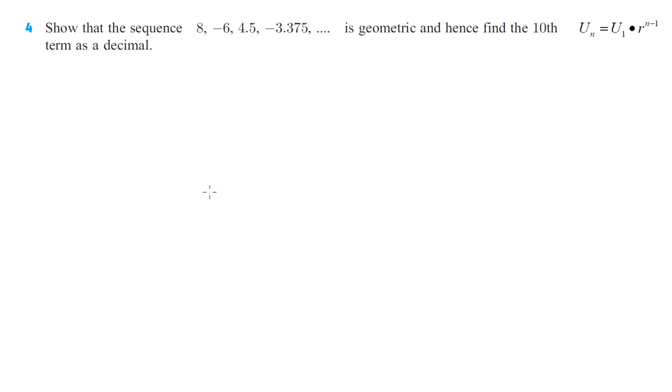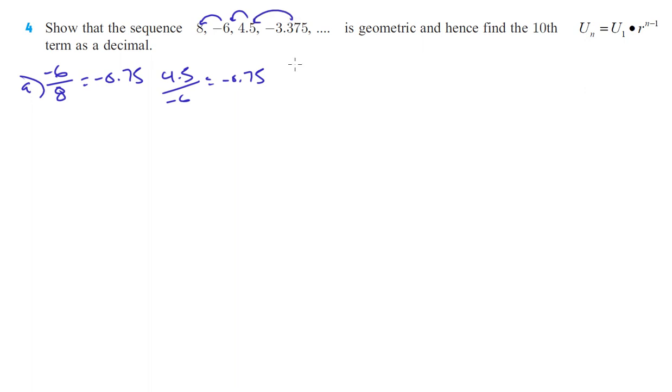All right, moving on to number 4. Show that it's geometric, and then find the 10th term. Okay, so show that it's geometric. Negative 6 over 8 gives us negative 0.75. 4.5 over negative 6 also gives us negative 0.75.